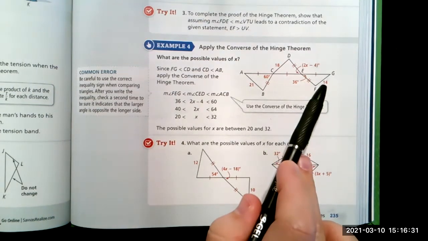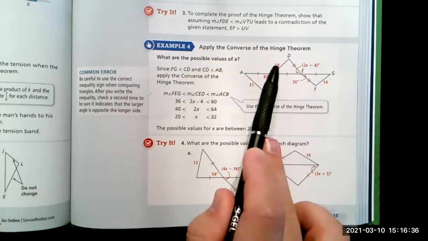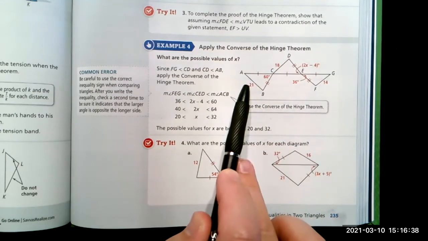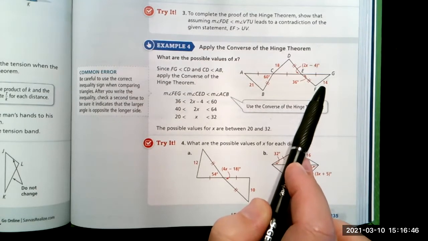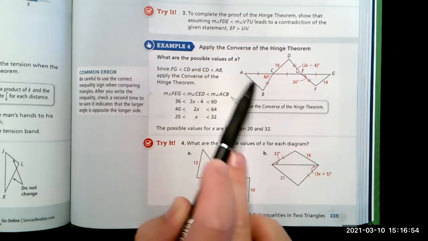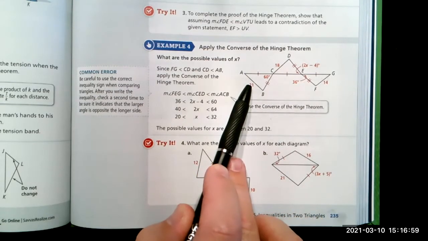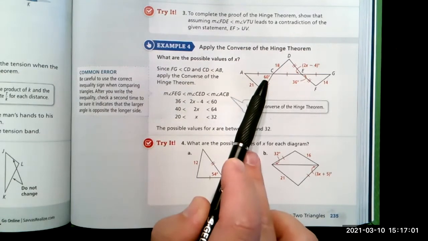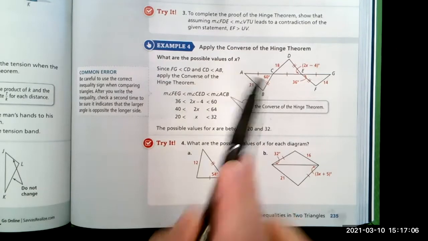So if you look at these side lengths, you'll notice that this is 14, this is 18, this is 21. So it kind of goes in order, smallest to biggest. So what that tells me is that if this is the smallest side length, or I should say the shortest side length, that means that E, this angle, has to be the smallest angle. If AB is 21, the longest side length out of the three, well, then that means that the angle that's opposite that side, angle C, has to be the largest angle. That's how they work together.